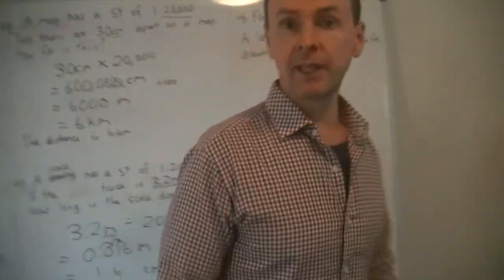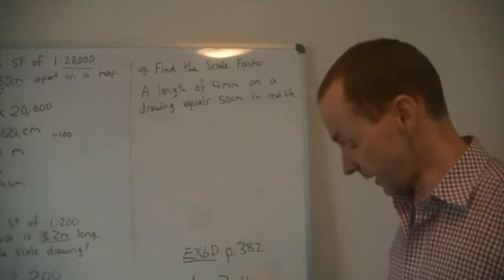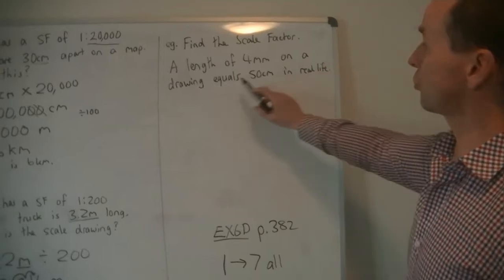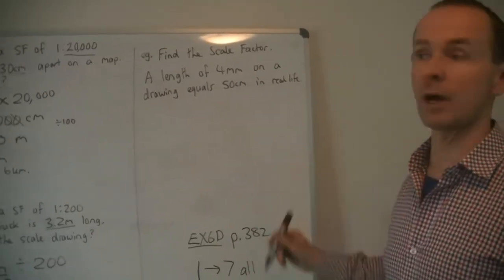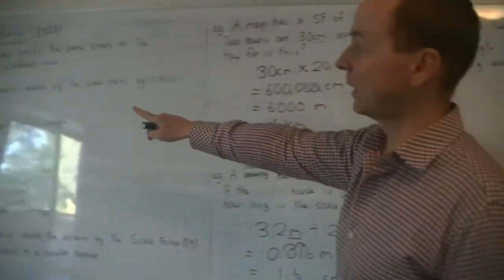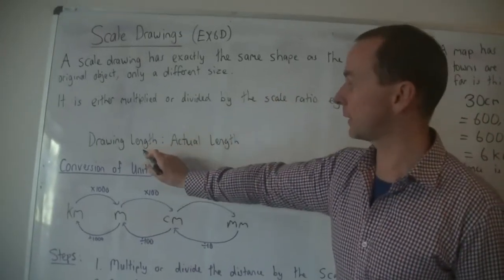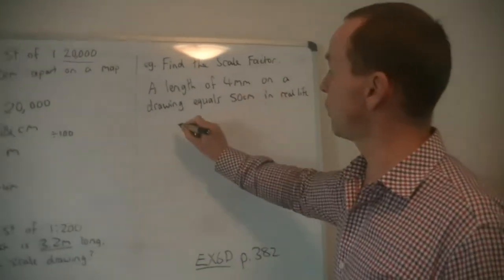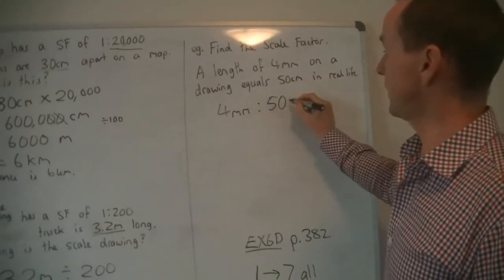Okay, there's one last thing over here. It says here, find the scale factor. So this time you're trying to find the scale factor, and it says the length of 4 millimetres on a drawing, so the drawing length is 4 millimetres, equals 50 centimetres in real life. Now if you go back over here to our notes, it says there when you do a scale factor, the drawing length goes first, and the actual length in real life goes second. So if we come back here, the drawing length is 4 millimetres, and that is to 50 centimetres.